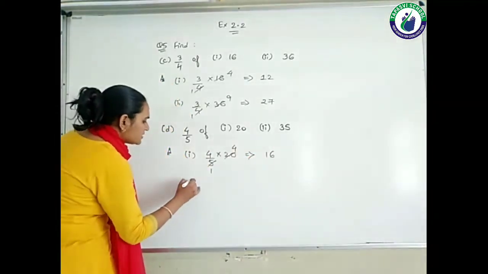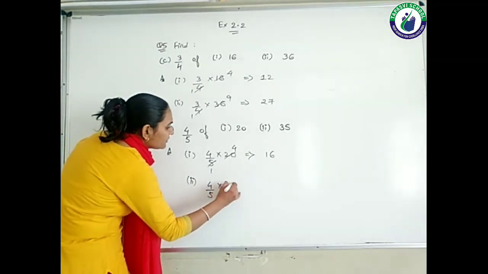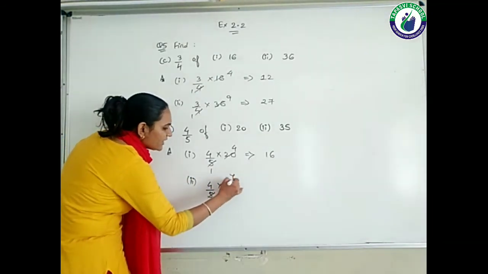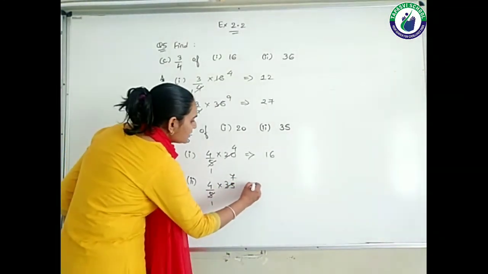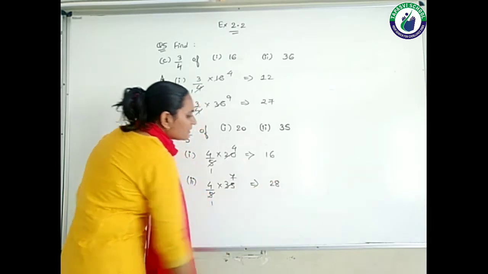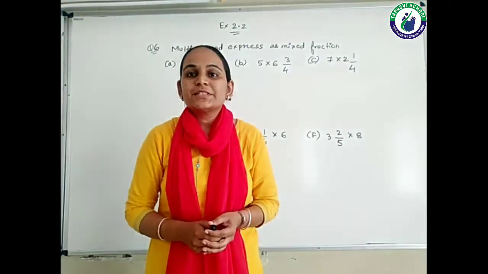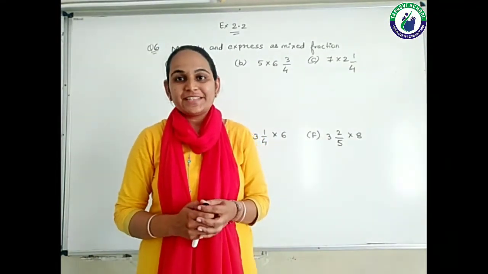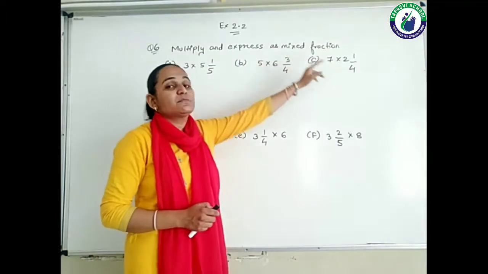And next one is 4 by 5 of 35. So 5 ones are 5, 5 sevens are 35. So 4 sevens are, students, the answer is 28. I hope, students, you understood this question number 5. Okay, students, now let's see question number 6. The question is multiply and express as mixed fractions.